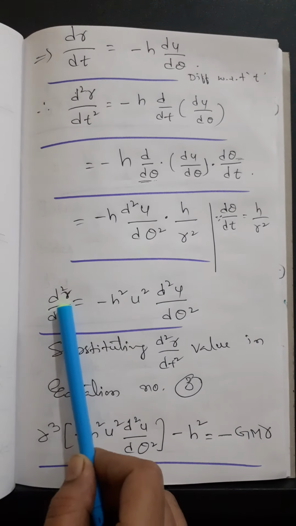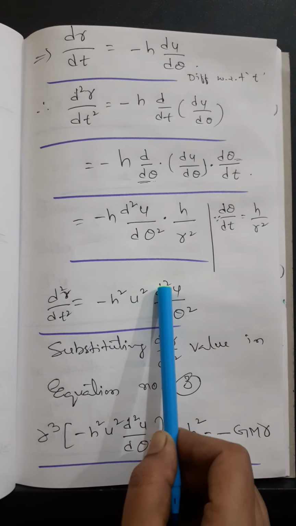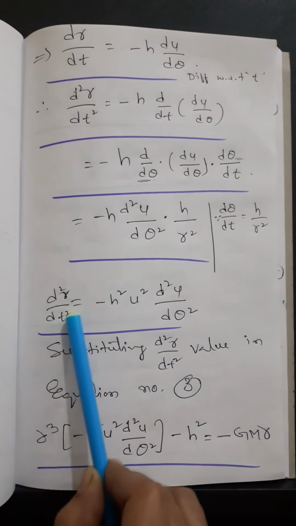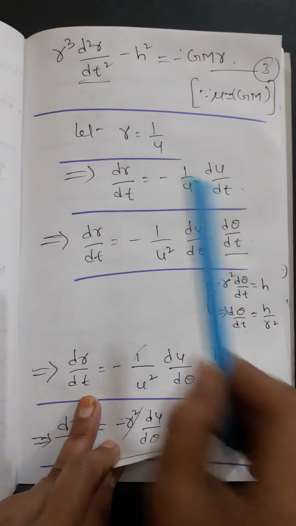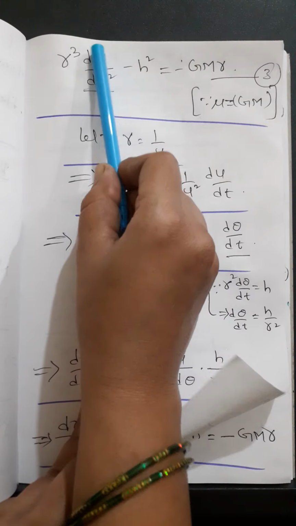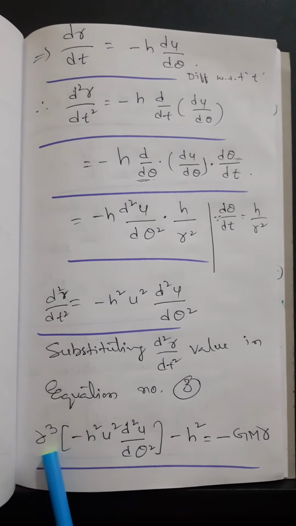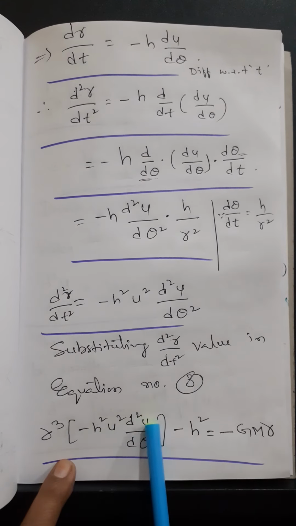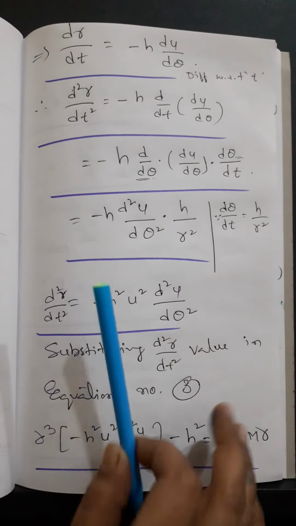Next, what value of d square r by d theta square did we get? Minus h square u square d square u by d theta square. So this value of d square r by d theta square we are substituting in equation number 3. So when you substitute that value, then we will get r cube times minus h square u square d square u by d theta square minus h square is equal to minus GM r.